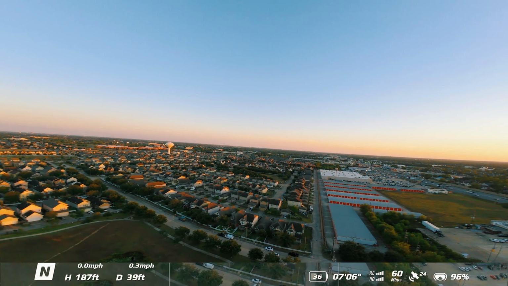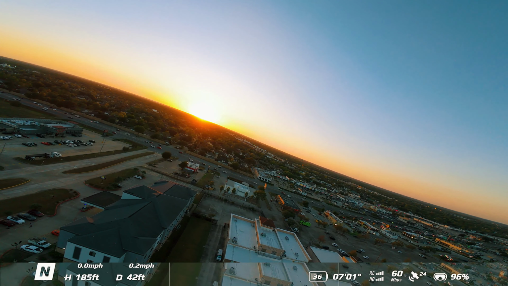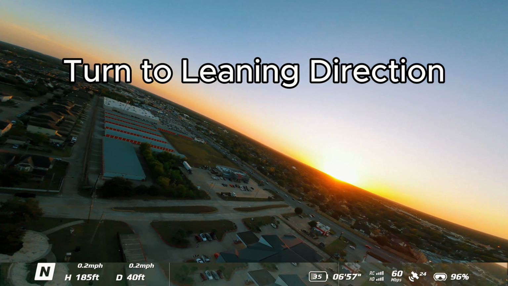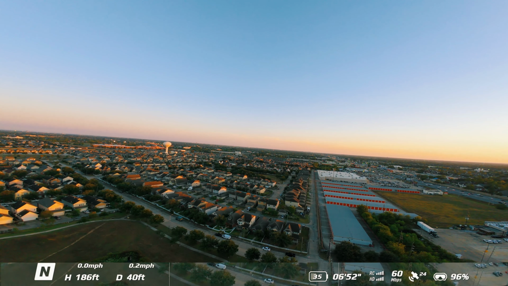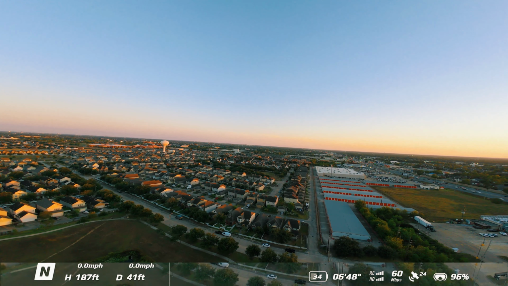Okay, I'm gonna give you another example. If I go like this, it's leaning to the left, so what I do is I go to the left till the horizon is straight, and that's where the wind is from. So right now I don't even have to look and check what the wind is doing. I know the wind is coming from this way.